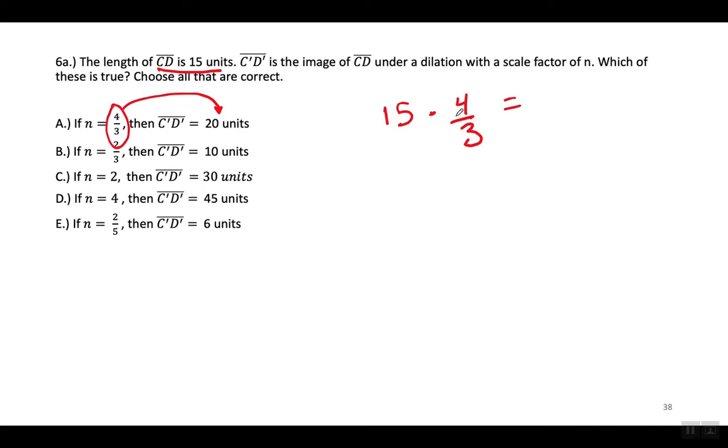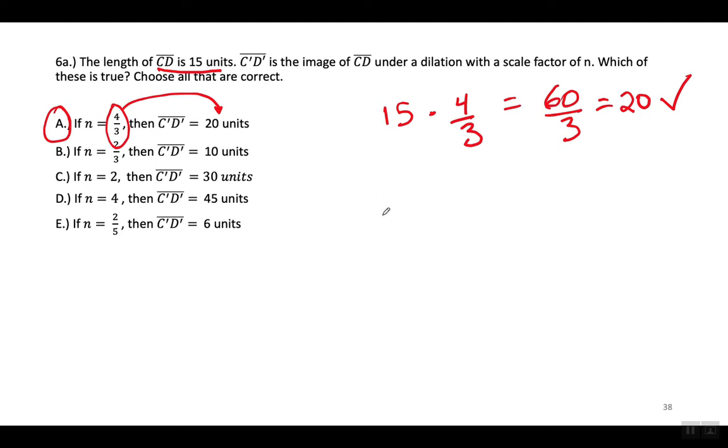So the first one would be 15 times 4 over 3. For the people that are not good at multiplying fractions, let me keep it simple and not simplify. That would equal 60 over 3, which equals 20. So the first one is correct.